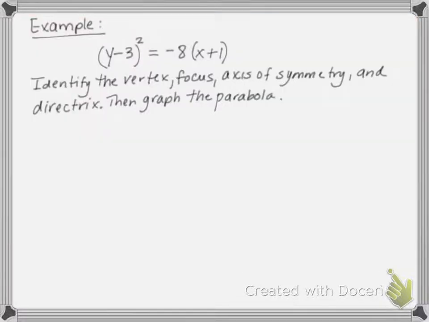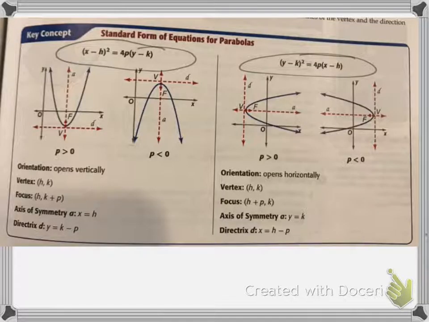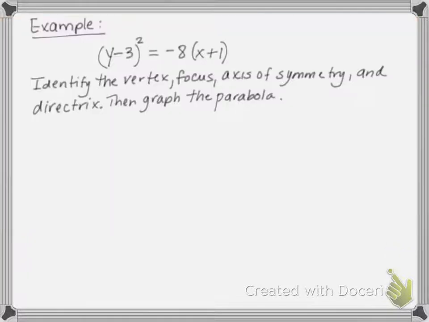So we have an example. We have (y - 3)^2 = -8(x + 1). And if you look at the equations sheet here, you'll see that this equation is in the form of the parabola opening left or right. We want to identify the vertex, the focus, the axis of symmetry, and directrix, and then we want to graph the parabola. All right, so we're going to identify the vertex first.